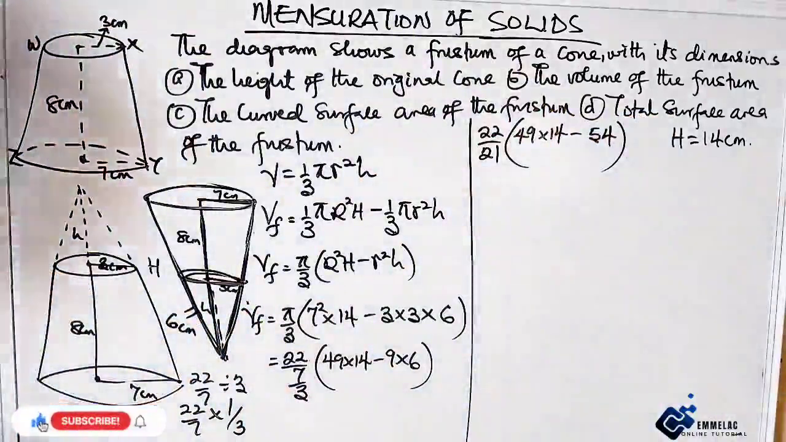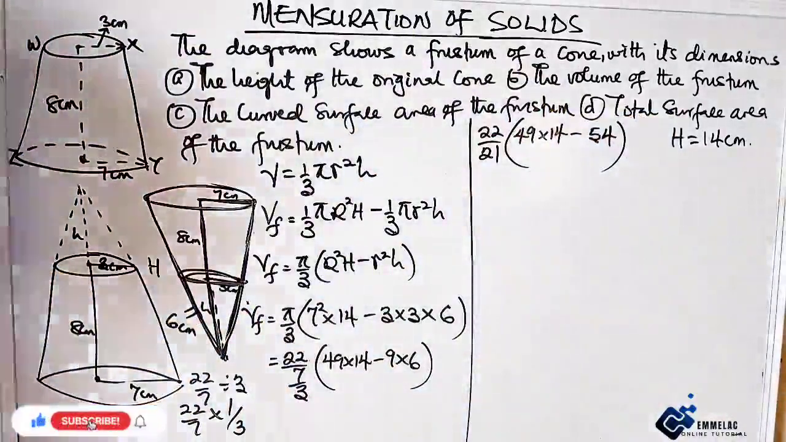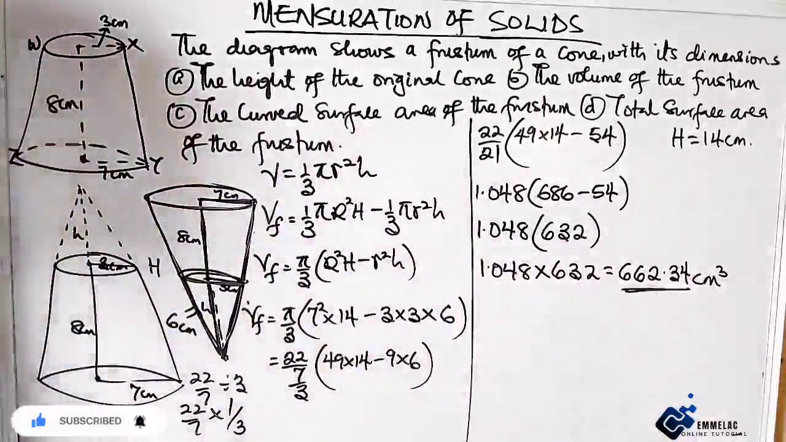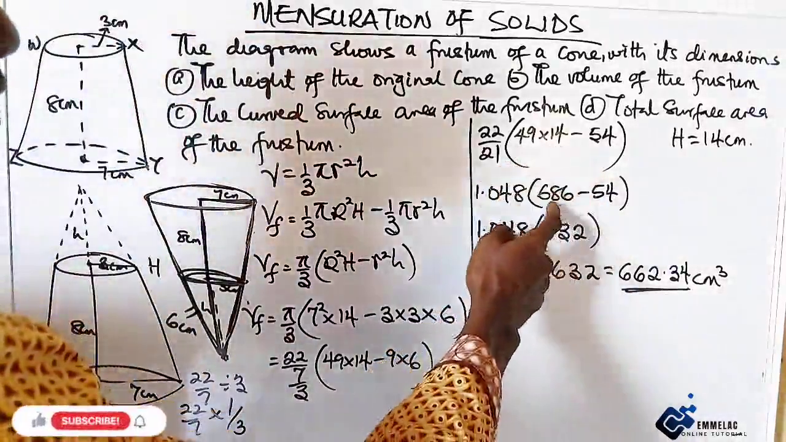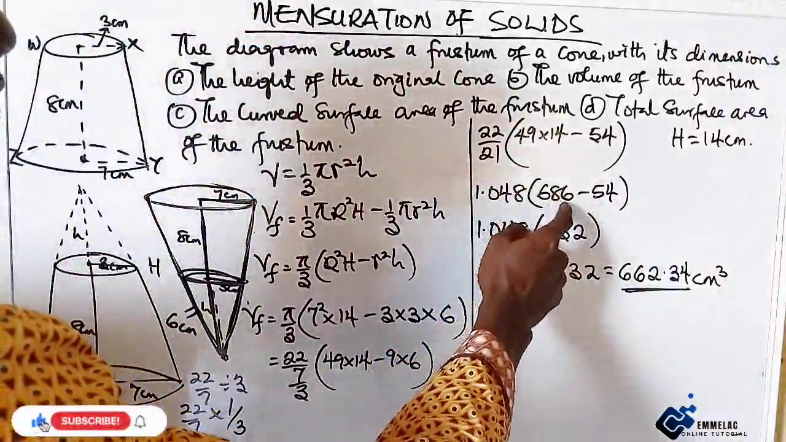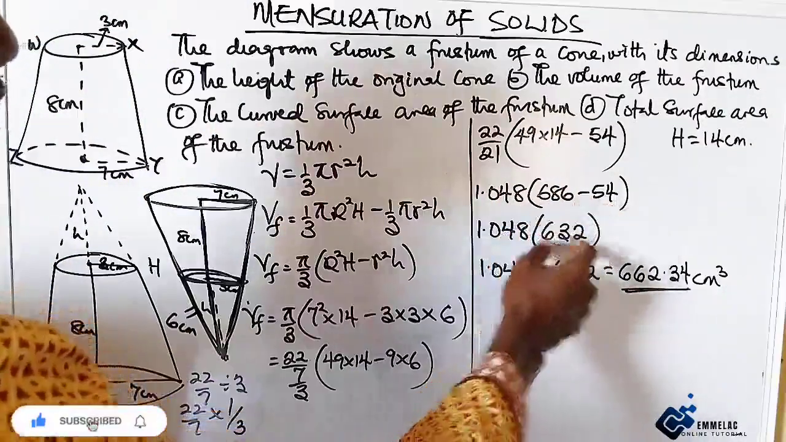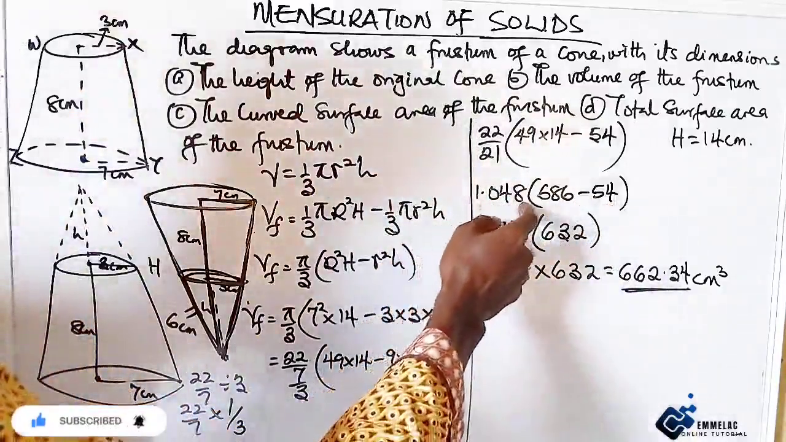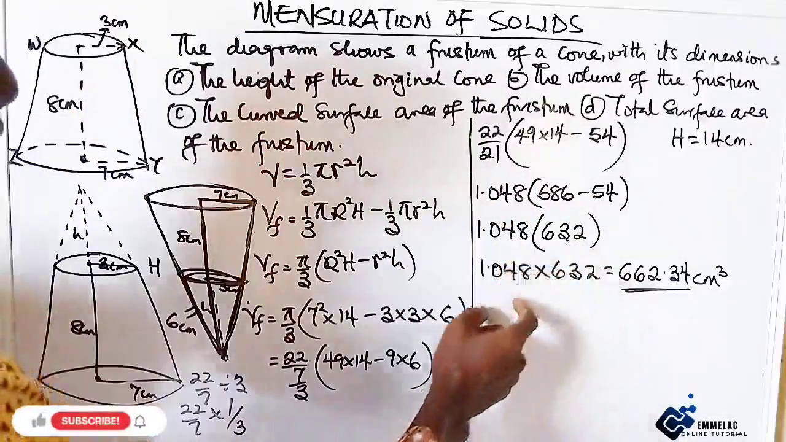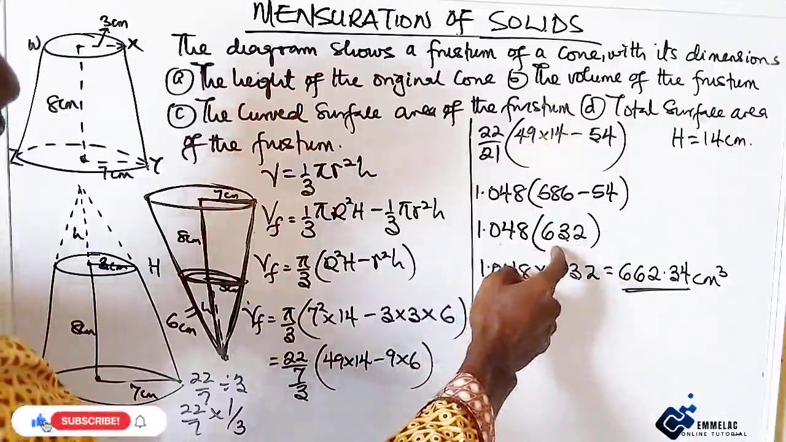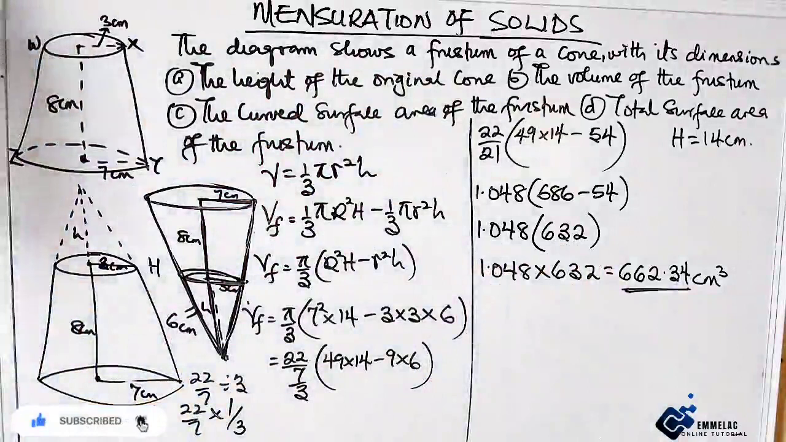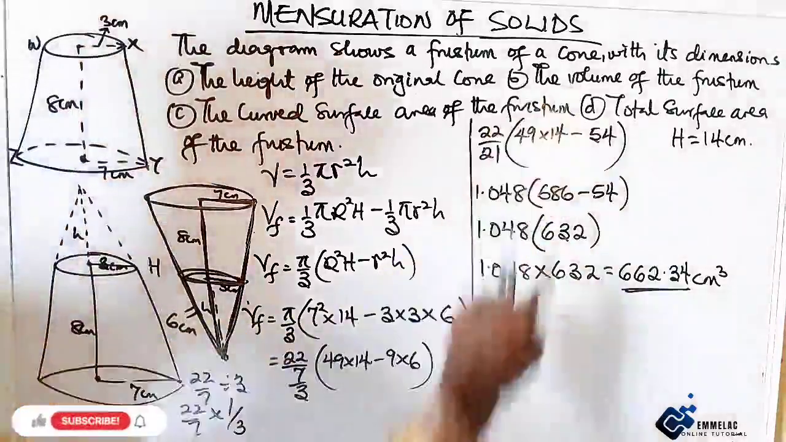Okay, so now let us punch our calculator to see what we get from this. So there we have the final answer. As we multiply 49 times 14, we have this. Now 686 minus 54, we have this. Now 22 divided by 21, we have 1.048, and when this is multiplied by 632, then we have 662.34 centimeter cube. All right, that's actually the volume of the frustum.